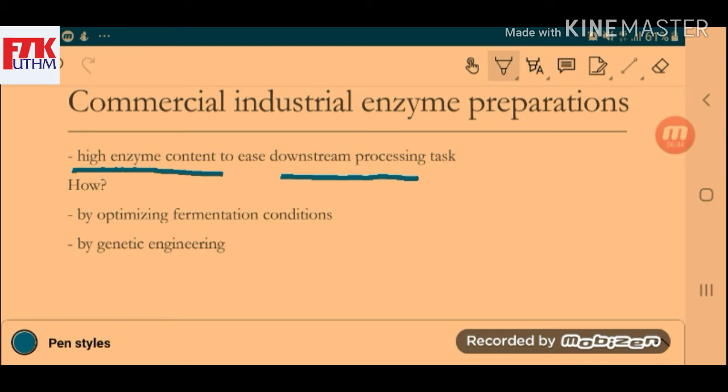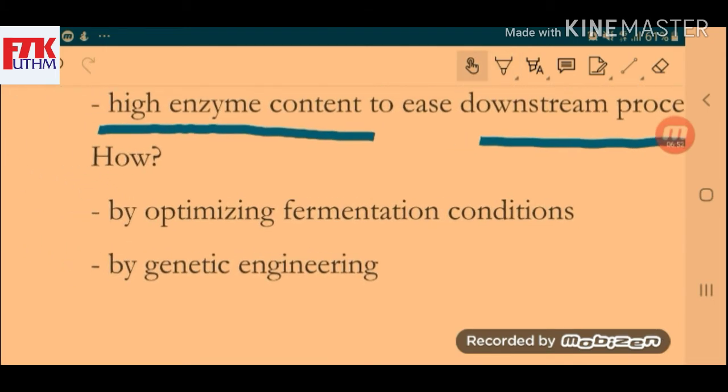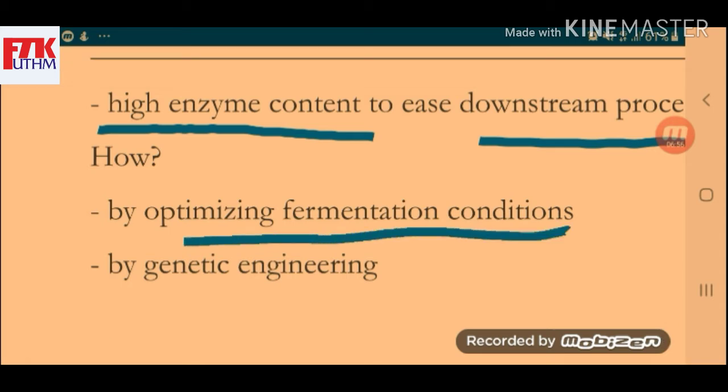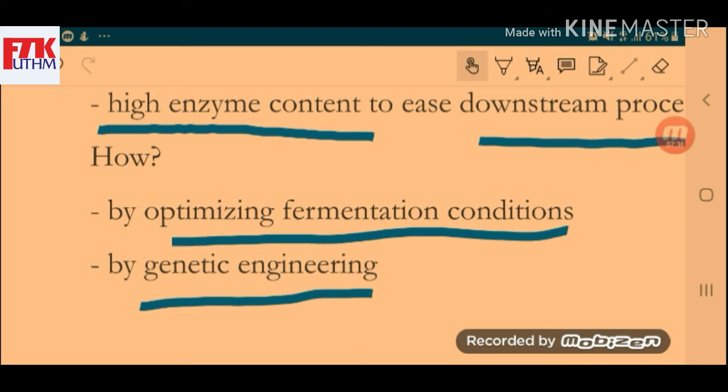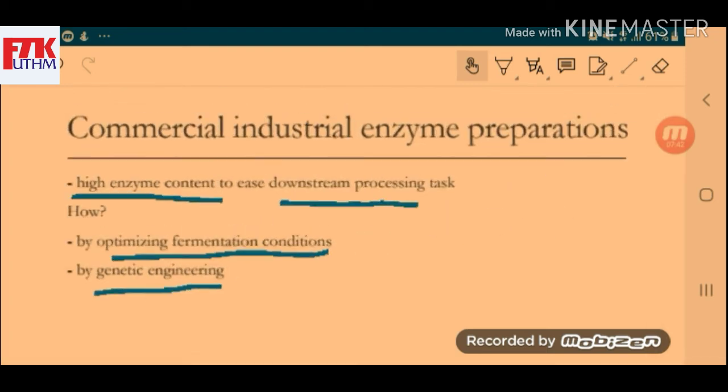Okay, so to have a high enzyme content at the upstream processing stage, you can use these two methods. One is to optimize the fermentation conditions. So you can do this by optimizing the medium that you use, the inoculum ratio, and another method is by genetic engineering. So we can manipulate the overexpression of your enzyme within that bacterial host, for example, in order for you to have higher enzyme content produced in these stages. So we won't be covering this as much in this subject, but I'm sure it will be covered in other subjects in your course.